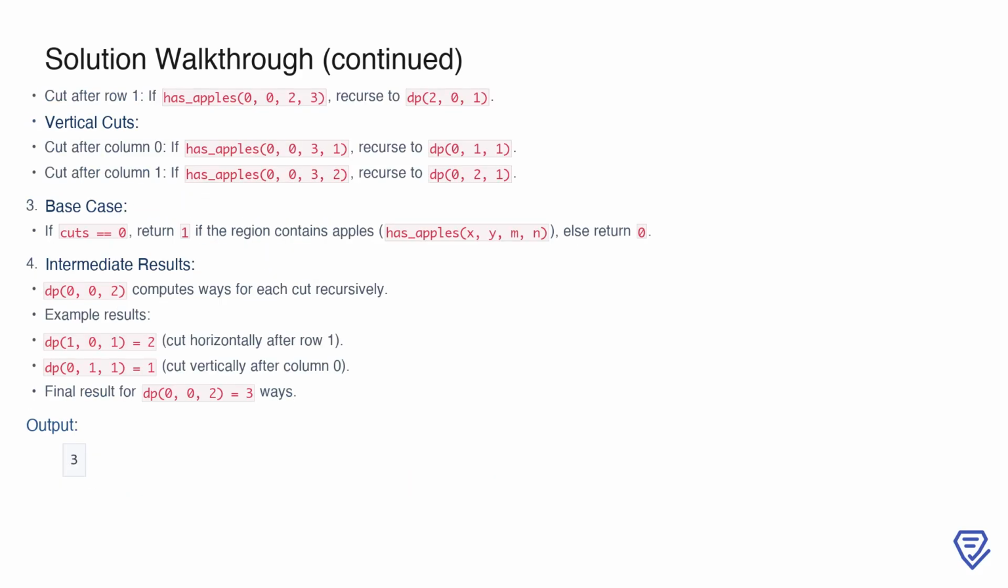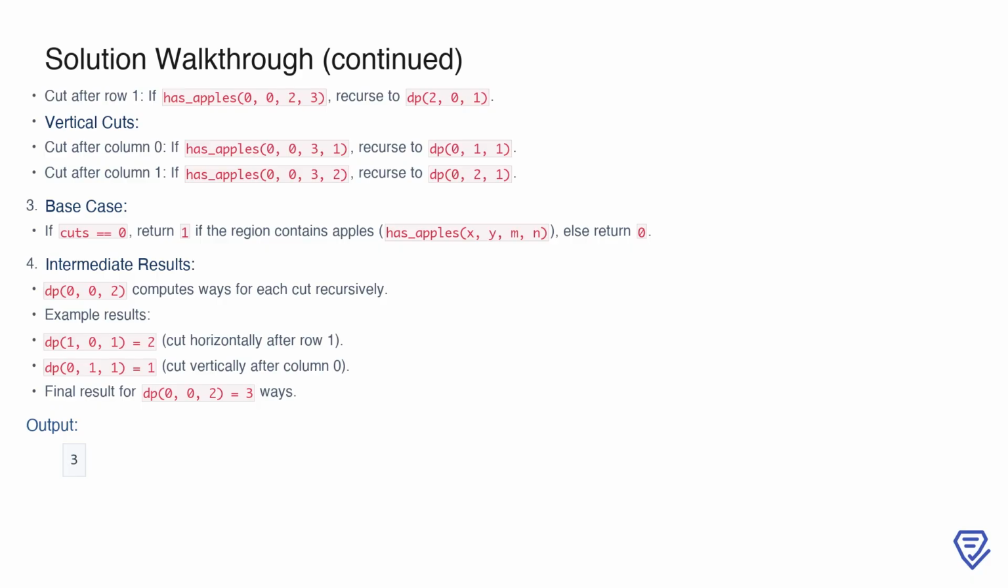Horizontal cuts can also occur after row 1, where we verify if the top 2 rows contain apples and then call dp(2, 0, 1) for the remaining cuts. Similarly, vertical cuts are evaluated, such as cutting after column 0 and checking if the left portion of the pizza has apples. If true, we proceed with dp(0, 1, 1). Likewise, cutting after column 1 is considered, leading to the recursive call dp(0, 2, 1).